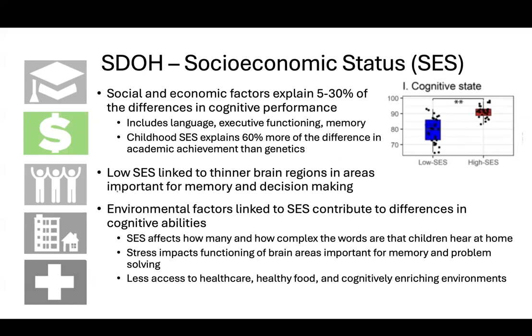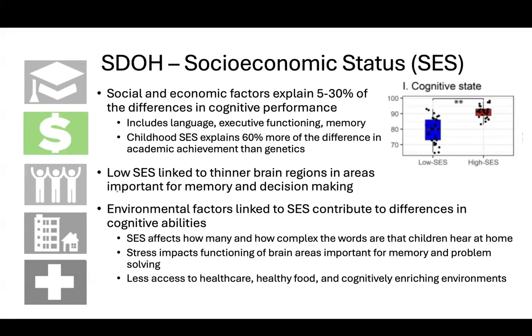And childhood SES explains 60% more of the difference in academic achievement than genetics. So this goes to show that this economic component buys a lot of the resources that are needed in order to have optimal performance and optimal achievement.